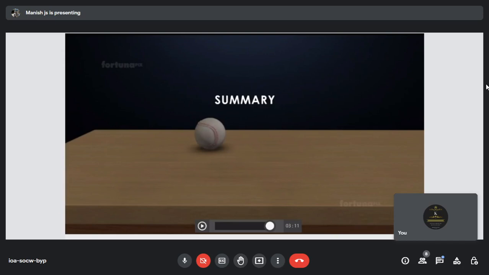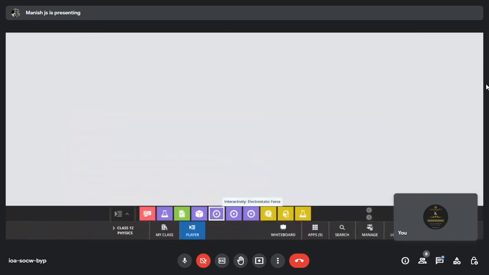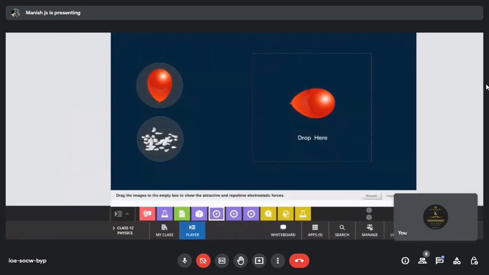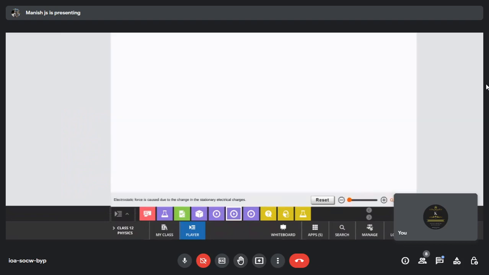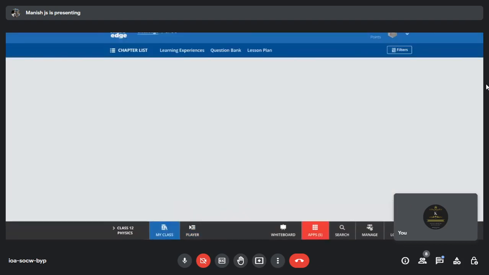So when they had the same type of charges, that is negative charge, they repelled each other. When they have opposite charges, they are going to attract each other. So that's the basic idea we are trying to understand. So moving on to the next one. This is again a simple activity only. So we will move on to the next module.